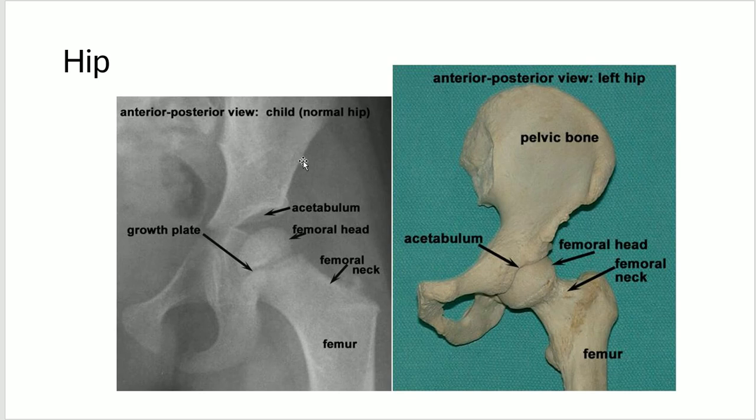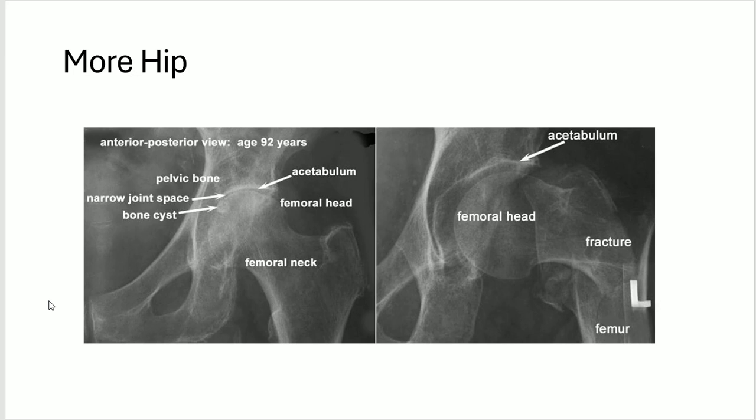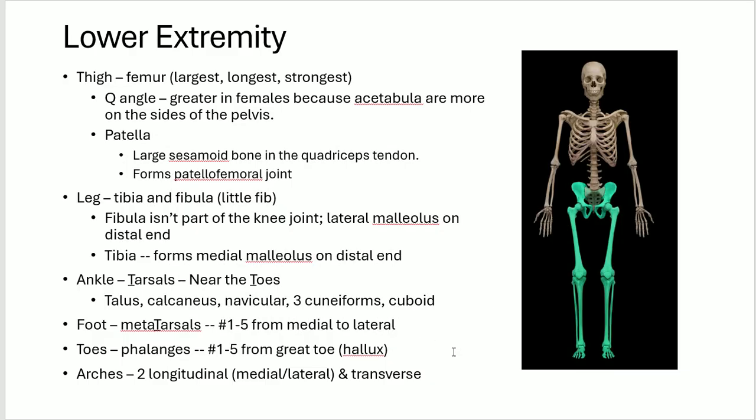Oh, that's cool. This is a child view where you can see the growth plate. Epiphyseal plate. And then here's some more hip. Femoral head attaches to the acetabulum. Okay, lower extremities.